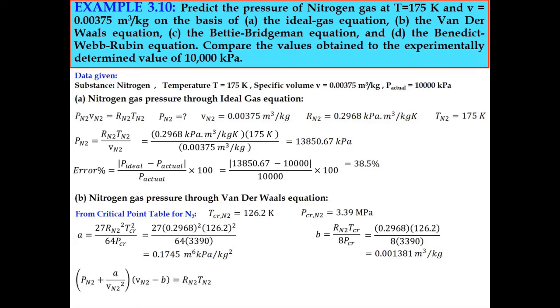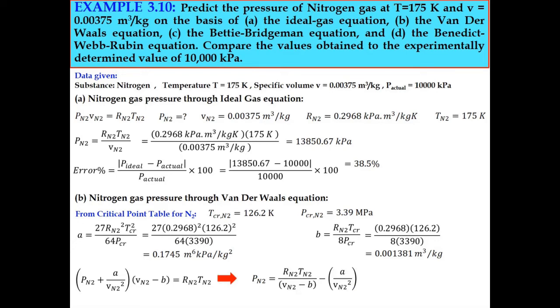Okay, so take the van der Waals equation, where P of nitrogen plus a divided by v of nitrogen squared, multiplied by v of nitrogen minus b, equals the gas constant for nitrogen multiplied by the temperature for the nitrogen gas.